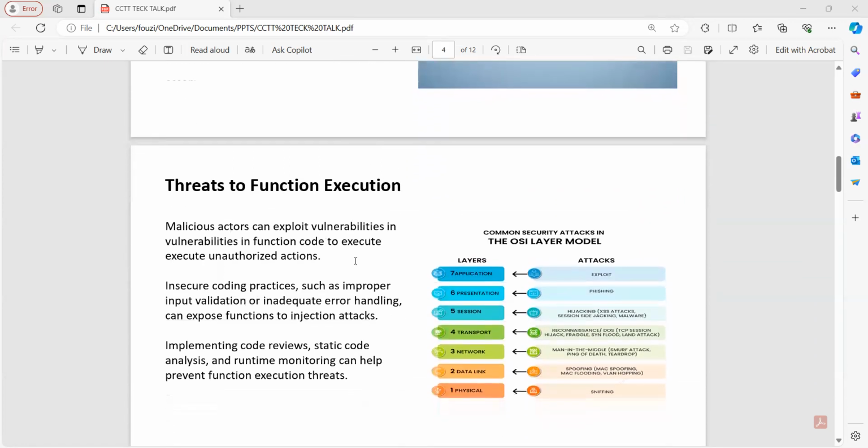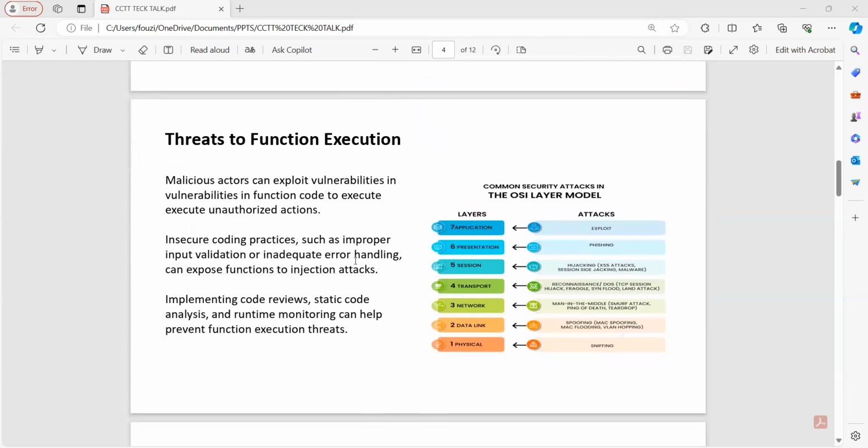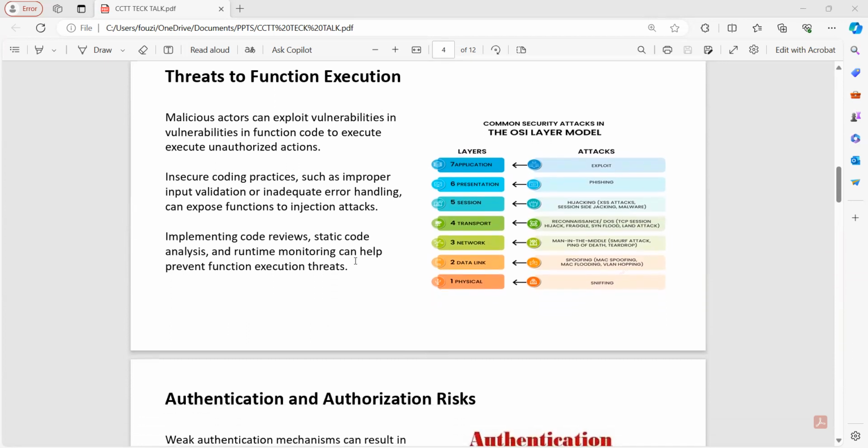Threats to function execution. Malicious actors can exploit vulnerabilities in function code to execute unauthorized actions. Insecure coding practices such as improper input validation or inadequate error handling can expose functions to injection attacks. Implementing code review, static code analysis, and runtime monitoring can help prevent function execution threats.